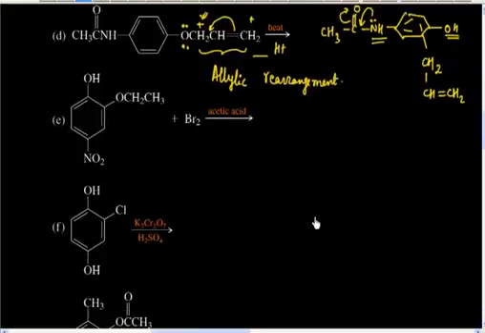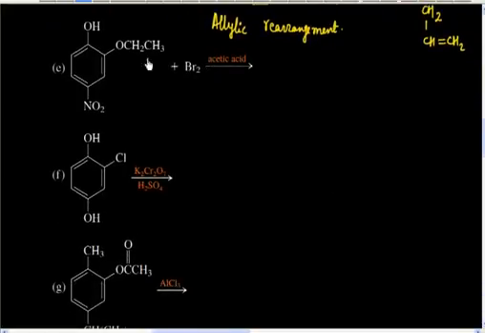Now next one, you see you have an activated ring and bromine. If you remember this reaction, whenever you have an activated ring and bromine, multi-bromination or multi-halogenation takes place. So this is a case of multi-halogenation. Are you getting or not? In this case, it will have multi-halogenation.